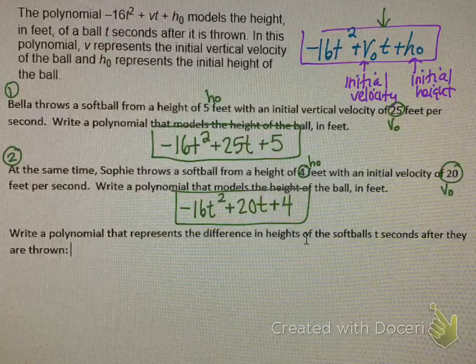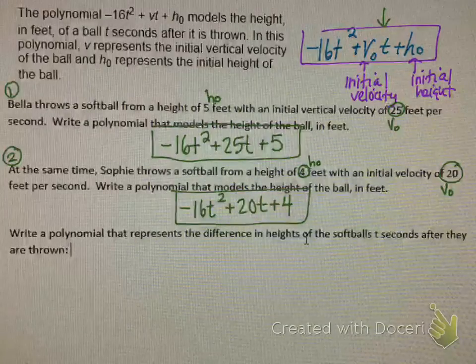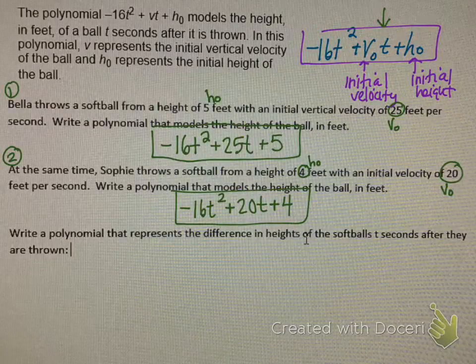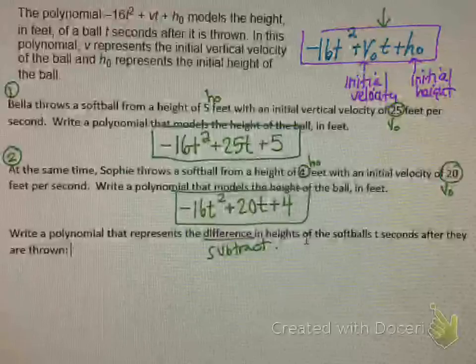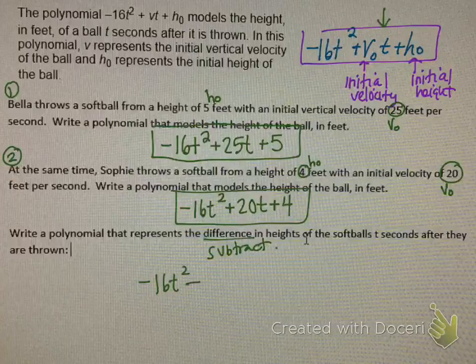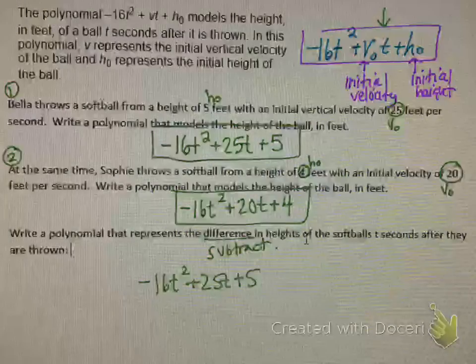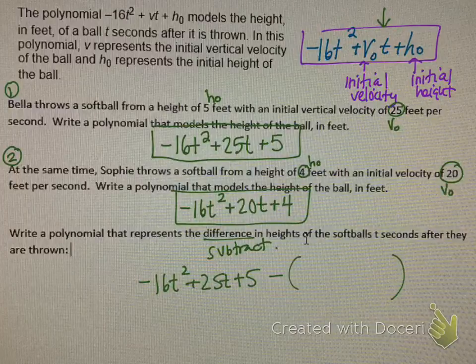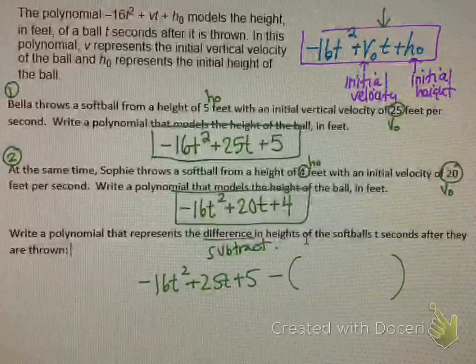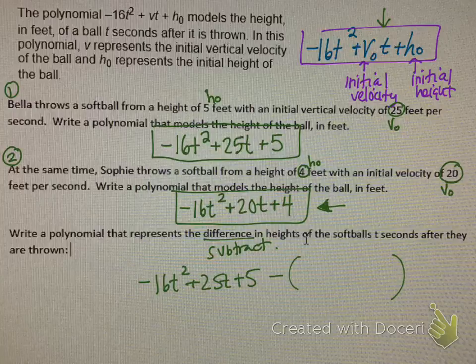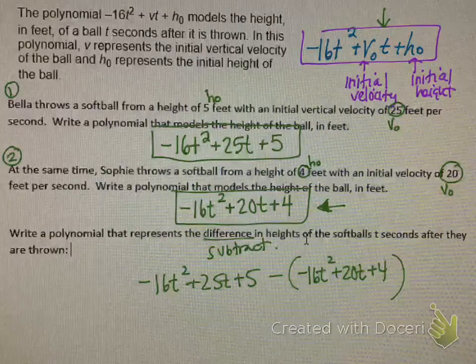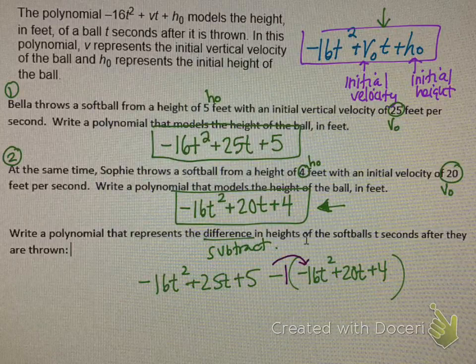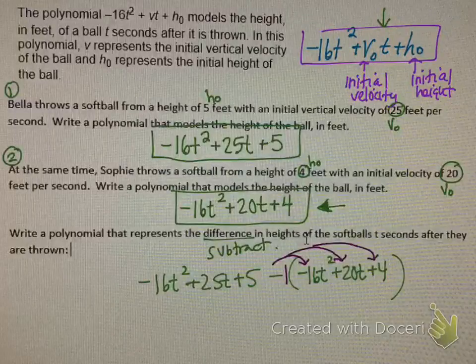Then the very last part says, write a polynomial that represents the difference in heights of the softballs t seconds after they're thrown. So difference means we're going to be subtracting these. So negative 16t squared plus 25t plus 5. And I'm subtracting that from, and notice I put parentheses because this next equation has 3 terms. I have to subtract all 3 terms. So negative 16t squared plus 20t plus 4. So essentially, I need to take this negative and distribute it to all 3 terms, which flips all 3 signs.